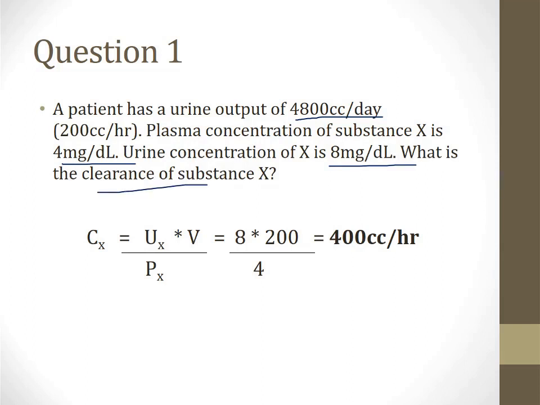So this is a basic problem where you're simply asked to use the clearance equation and plug these values in. They tell us that the urine concentration of X is 8. They tell us that the volume of urine flow is 200 an hour. And they tell us the plasma concentration is 4. So if we plug all these numbers in, the clearance for substance X is 400 cc's per hour.